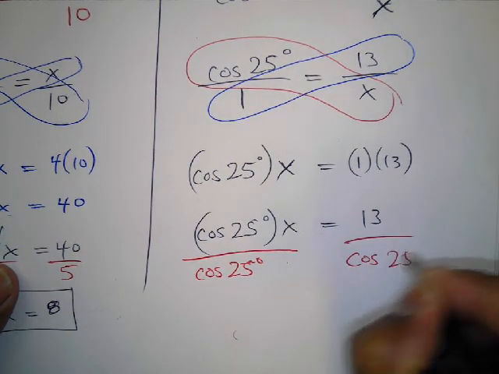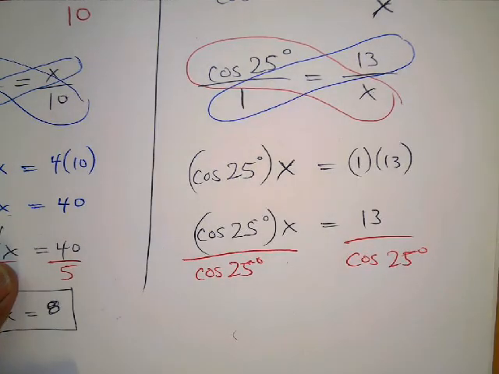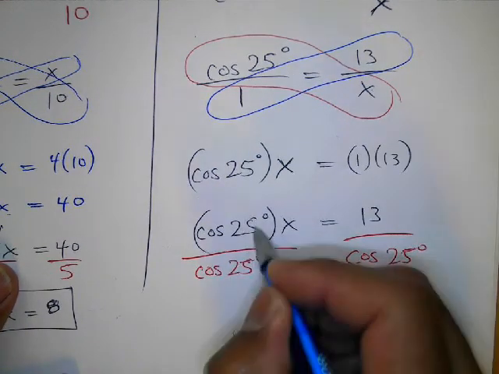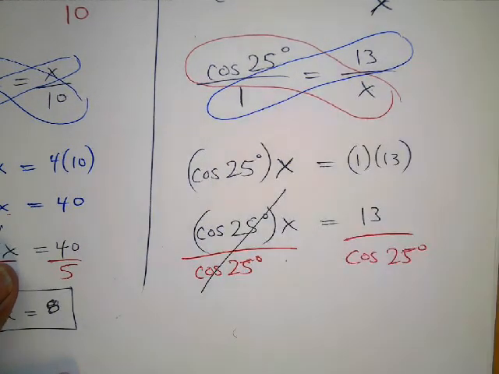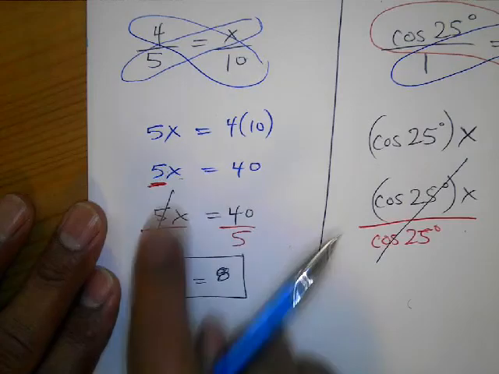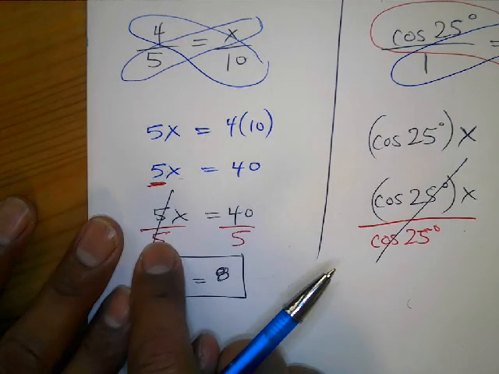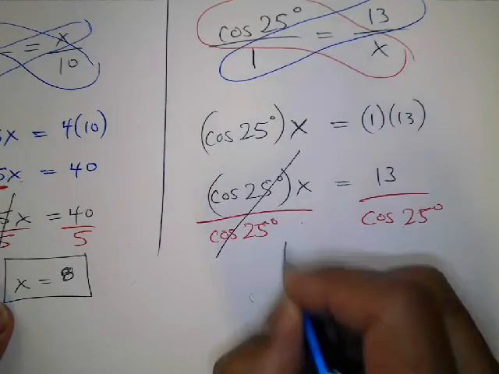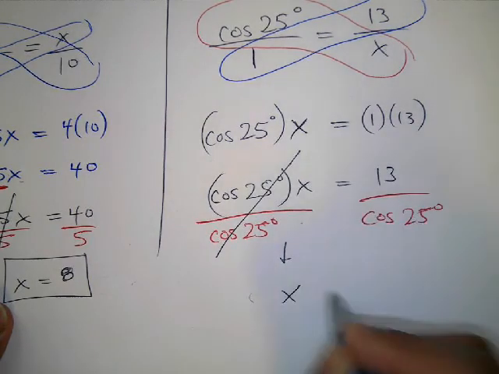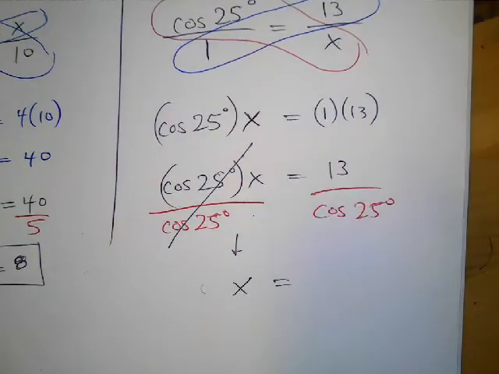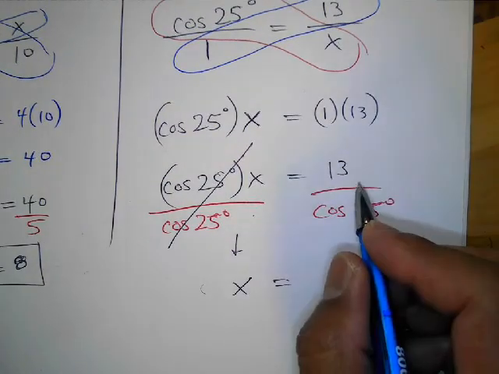Right? Not the x. I want to leave the x there. You just divide by cosine of 25. And see here, this number, whatever it is, it divides out. Just like we did here. 5 divides out with 5. 5 and 5 cancel out. You get x by itself. Here we're going to get x by itself, right?